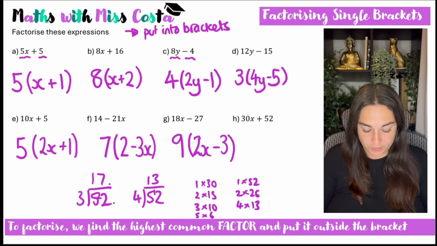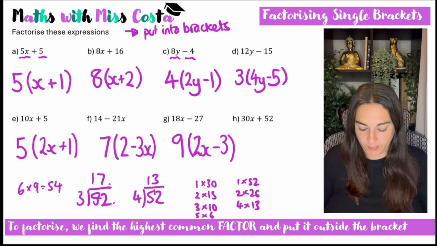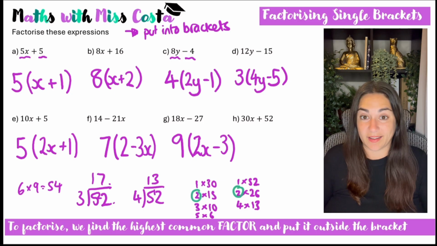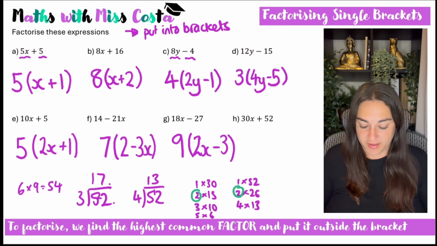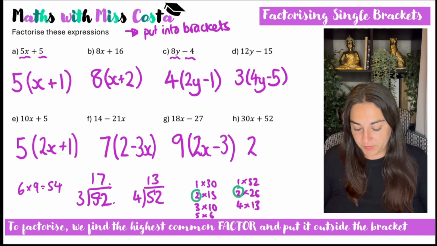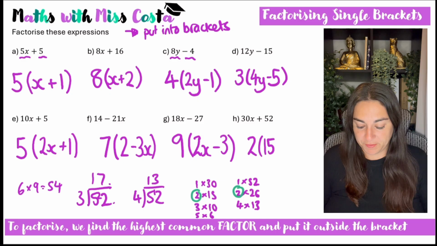6 into 52, well, I know that 6 times 9 is 54, so 6 wouldn't go into it. 7 wouldn't go into it. 8 doesn't go into it. And then neither does 9, 10 or 11. So the highest common factor of this would be 2. 2 is the highest factor that is a factor of 30 and 52. So I'd put 2 on the outside. 2 times 15x makes 30. And 2 times 26 gives me 52.